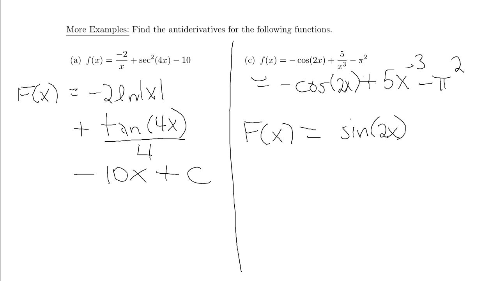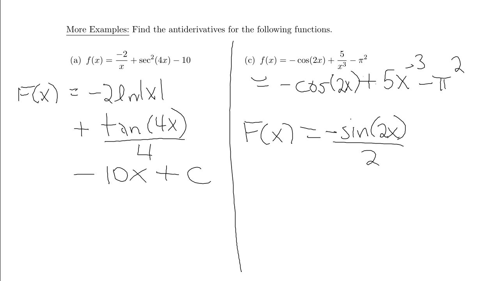There's no 2 constant there. So I need the negative sign, and I need to divide out by 2 to account for the chain rule part. So the antiderivative for this minus cosine of 2x is minus sine of 2x over 2.